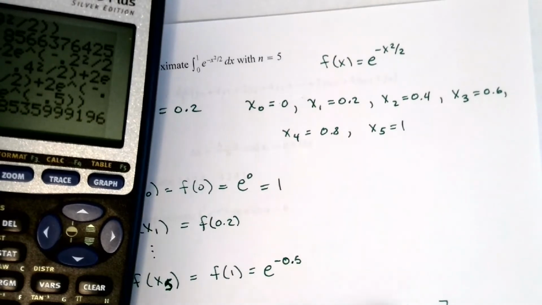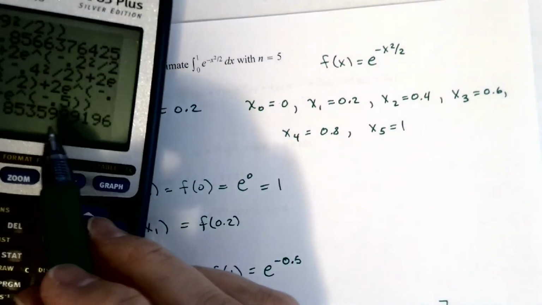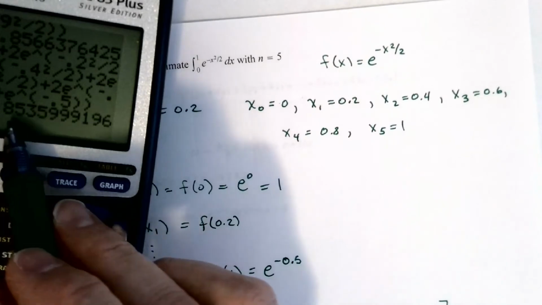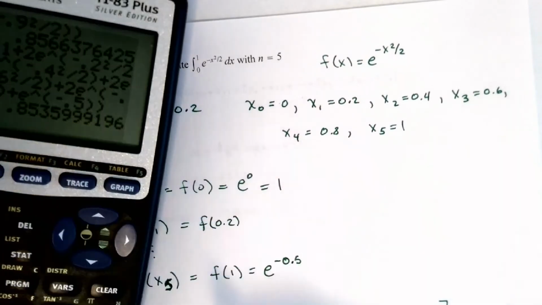I'll just round that off. All right, all those 9s, I'll just round it off to 0.8536.